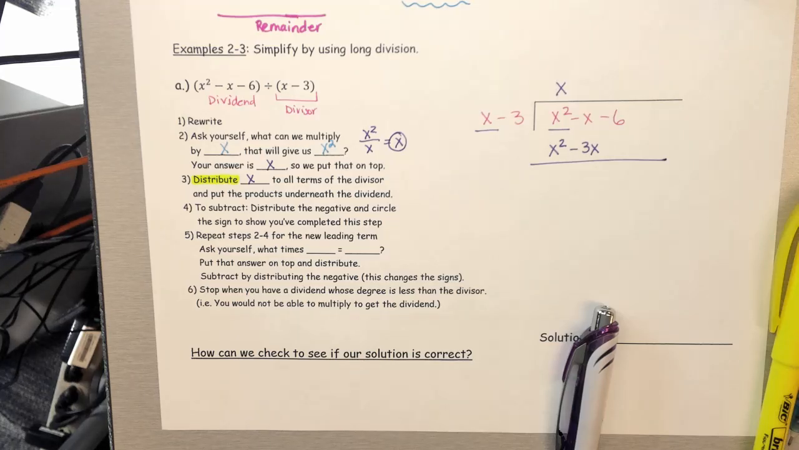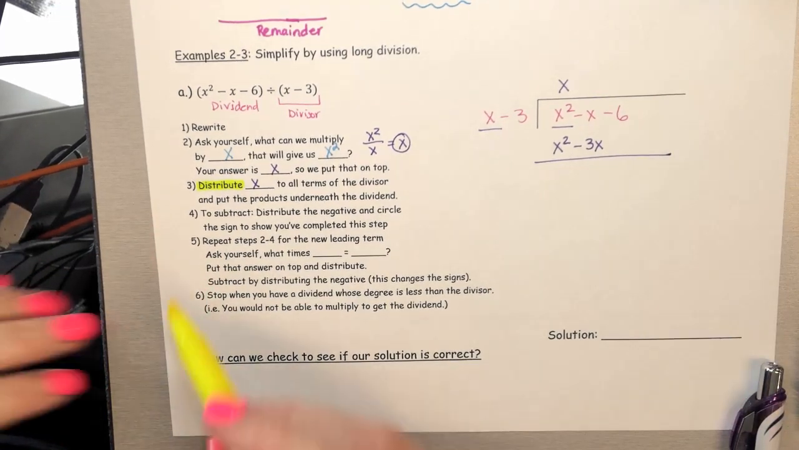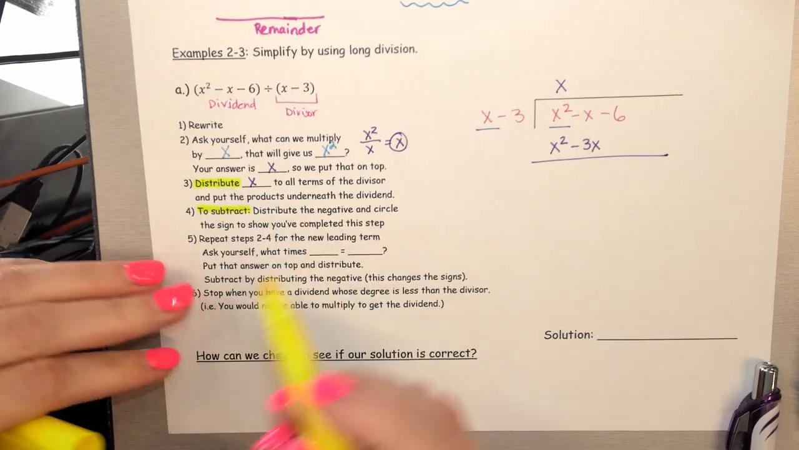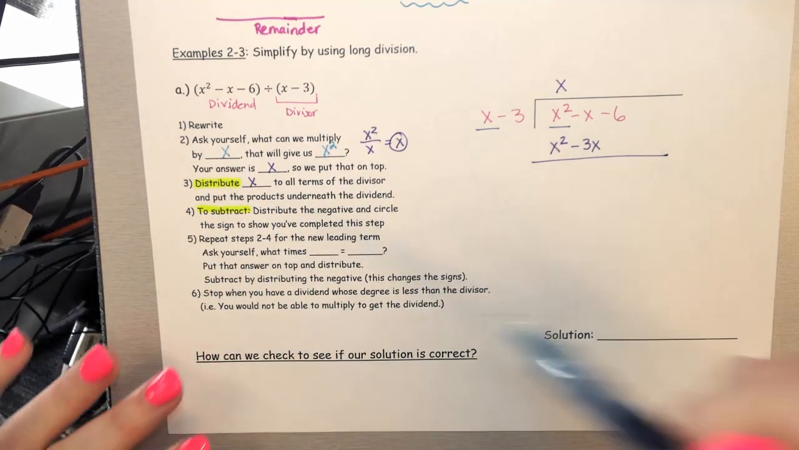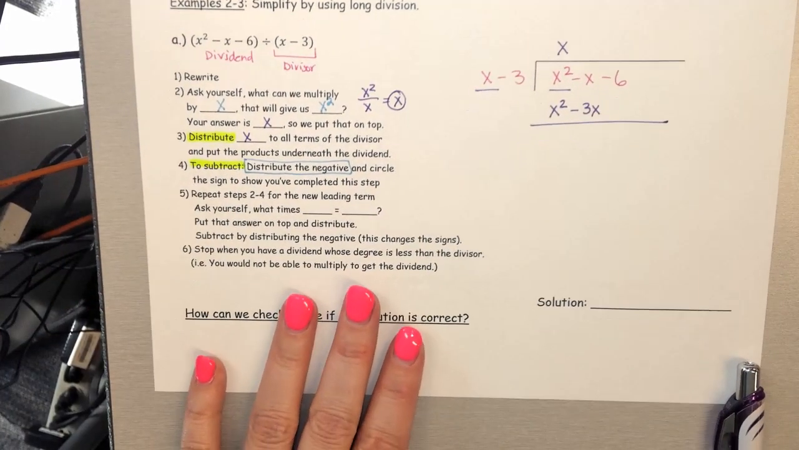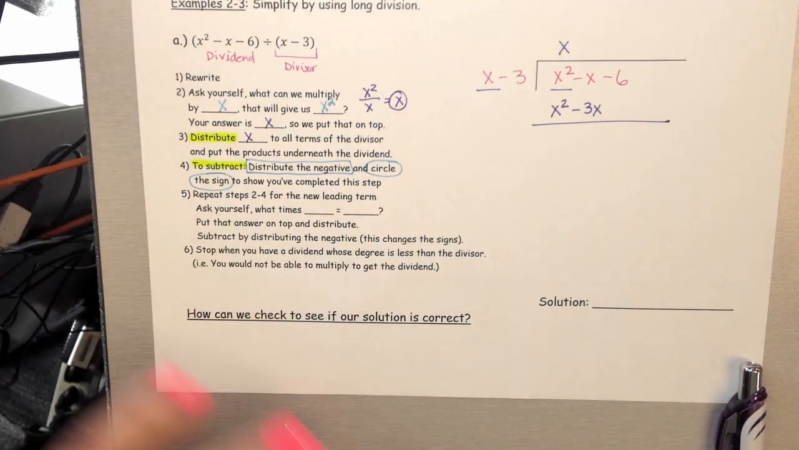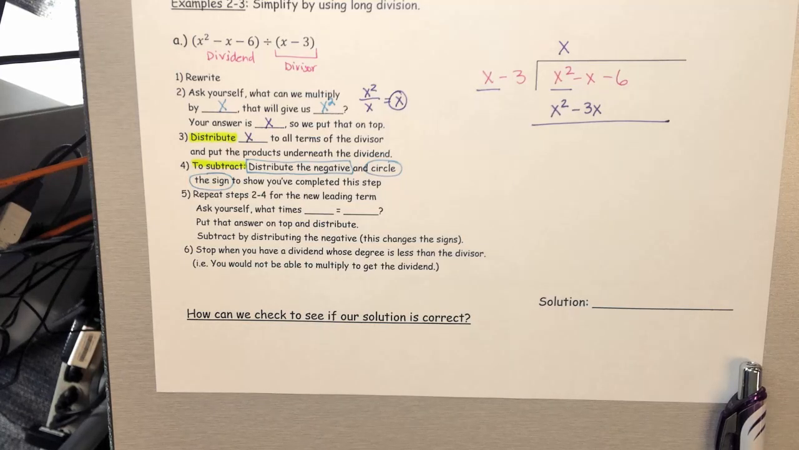Okay, and I have my line down there. That's because I'm ready to do our next step, which is subtracting. When we were subtracting with the numbers in our review, we only had to subtract one number, but because we have two values here, we are going to distribute the negative, and we are going to circle the sign. Okay, and it shows that that step is completed.